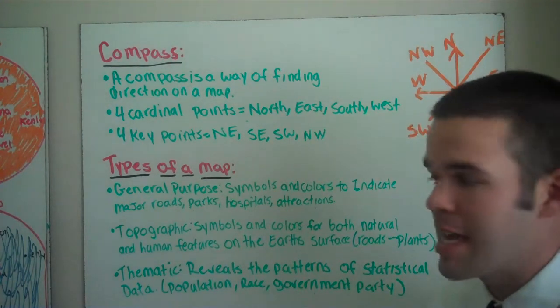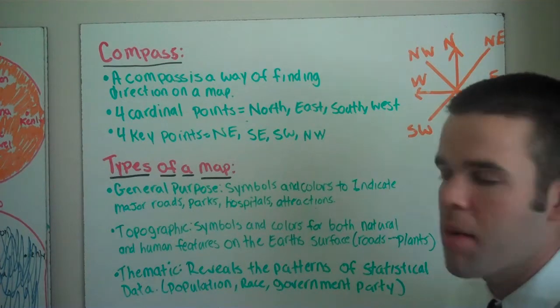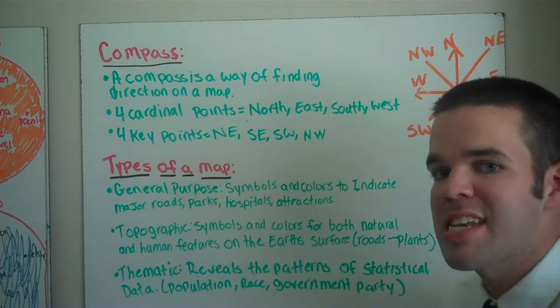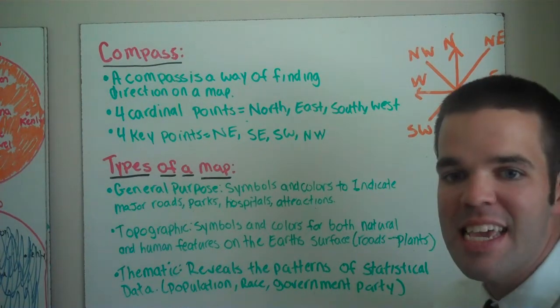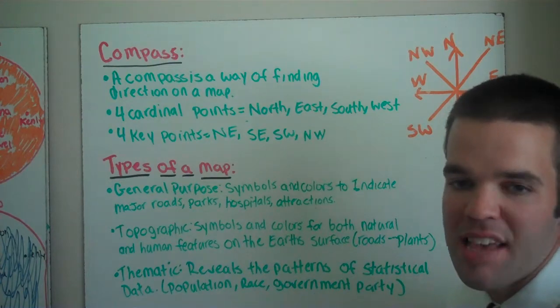Let's review before we end. We talked today about the features of a map and what is a map. We talked about labeling and coloring. We talked about a compass. And we talked about three types of maps. This ends the maps and the features of a maps lesson for today.